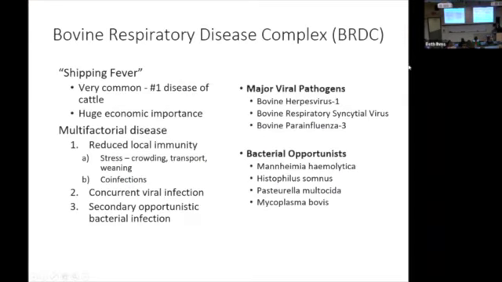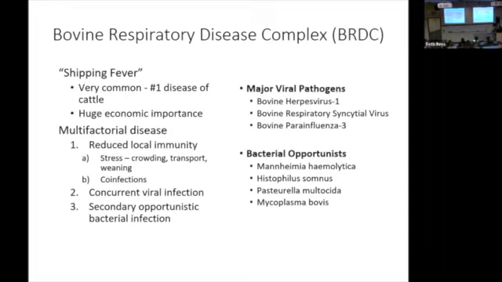Okay, so respiratory disease complex in bovines is also known as shipping fever. I've heard of it. This is pretty much the number one disease of cattle. It's of huge economic importance because it hits animals when they're shipping between facilities, and it reduces yield. So this is a multifactorial disease. This is the copy-paste that applies to other species.